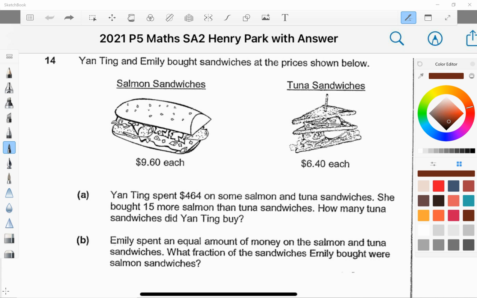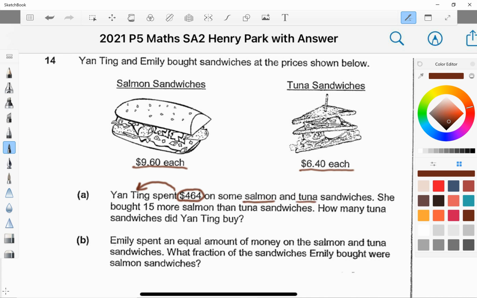So this is a question involving two girls, Yanting and Emily, and they said that the salmon sandwiches were sold at $9.60 each. As for the tuna sandwiches, slightly cheaper at $6.40 each. So this character called Yanting, she spent $464, this amount, on some salmon and tuna sandwiches.